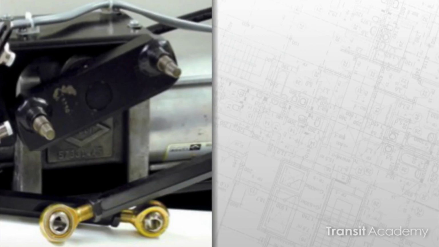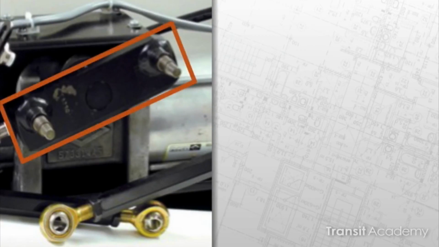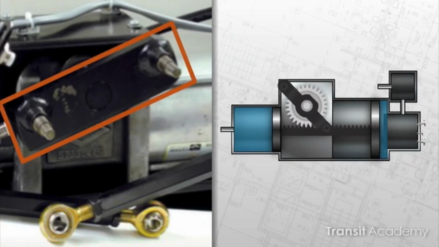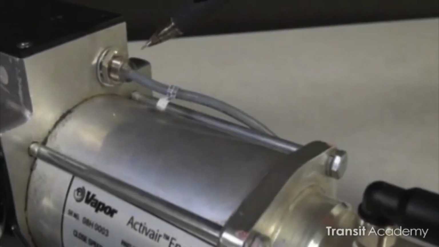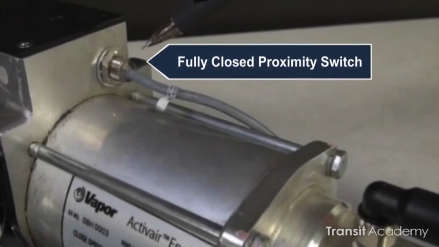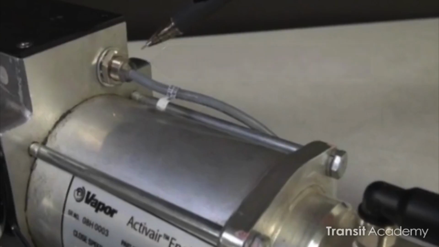Bolted to the outside of the output shaft is the teeter bar. When the pinion gear rotates, the output shaft rotates, which rotates the teeter bar. Another important feature of the Activair door engine are the proximity switches. The fully closed proximity switch senses when the doors close. It activates within 5 degrees of fully closed. This is also called the LS1 switch.